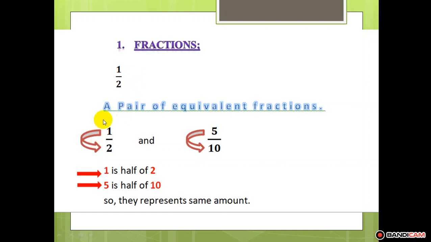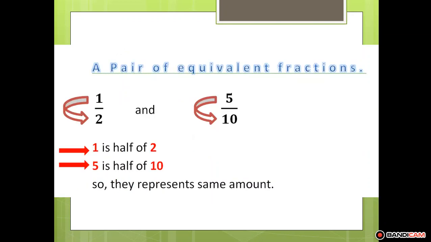Now a pair of equivalent fractions, see here: 1 over 2 and another fraction 5 over 10. In this fraction 1 is a half of 2, and in this fraction 5 is a half of 10. This means these two fractions are representing the same amount, half of another number. So we can say these are equivalent fractions.